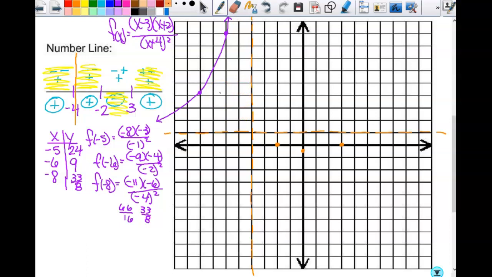Now, let's talk about this togetherness thing. Because between negative 4 and negative 2, my function is positive. So we've got this togetherness. We're going up here on this side of the asymptote. This side, it has to come down from here. So it's going to come down and hit this point right here. That's when it becomes negative.